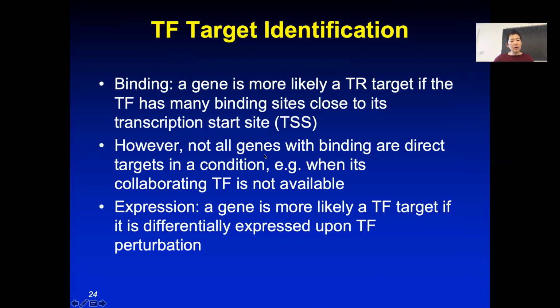However, not all the genes with binding are direct targets in one condition. For example, we mentioned that in order to regulate a gene, the transcription factor needs to have interaction with another factor, TF2 and TF3 and TF4. Maybe in this particular condition, you only have TF1. The TF2 and 3 are still waiting. Maybe it's waiting for a heat shock. Maybe it's waiting for starvation or some immune stimulation that's not there. Then that first TF may not have a productive binding.